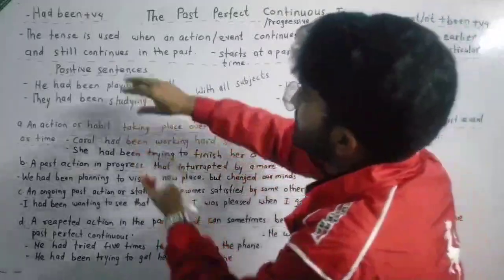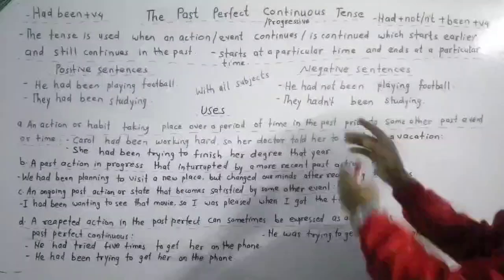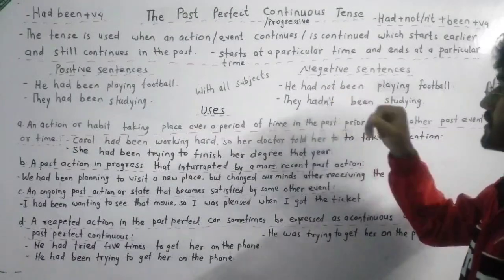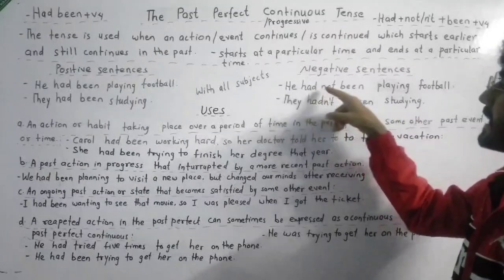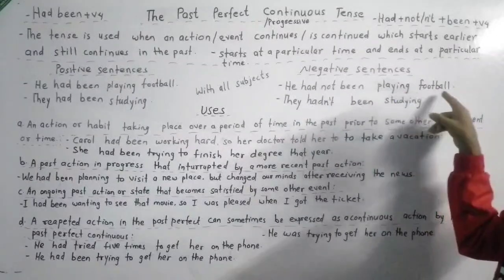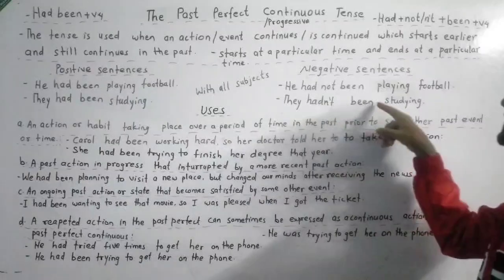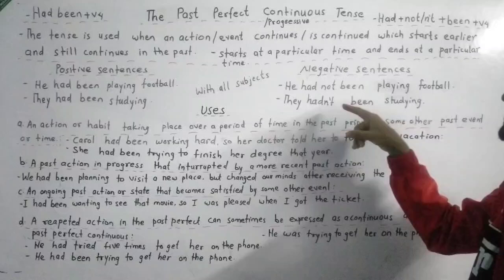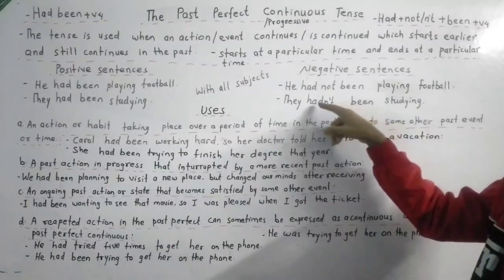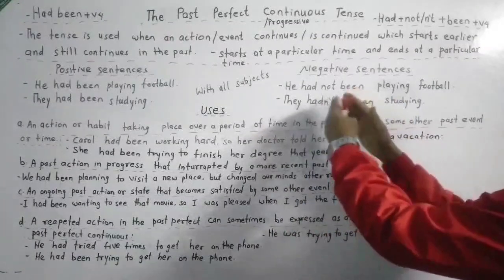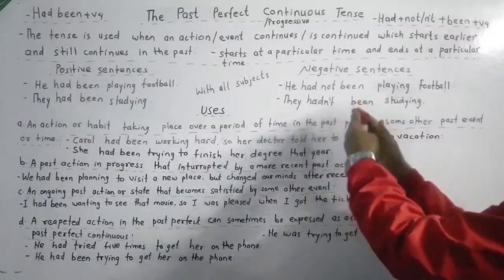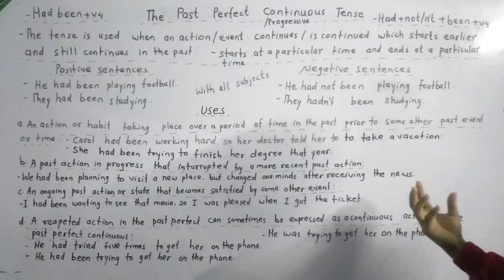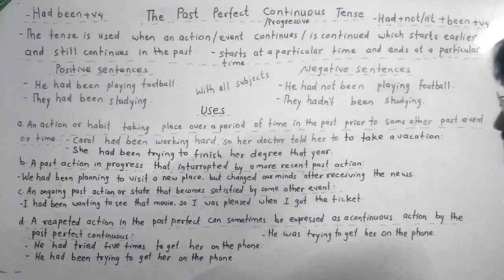And while changing these positive sentences into negative, I just told you, either we can use not or n't. See, he had not been playing football, or they hadn't been studying. We can just add n't after had, together, and not separate, together with helping verbs. Everywhere, always, we use n't with helping verbs together.